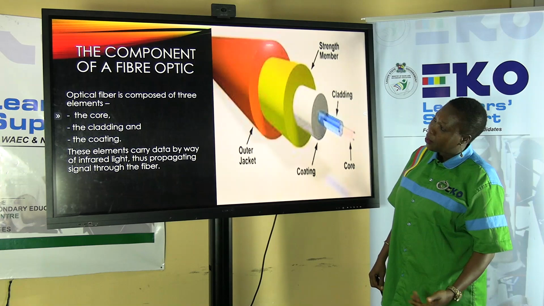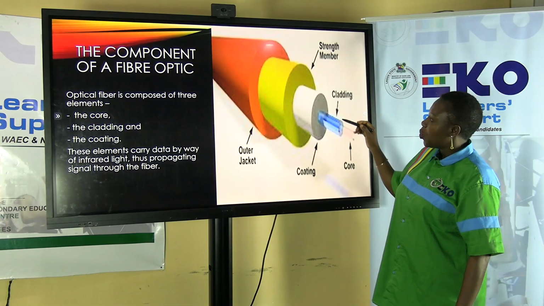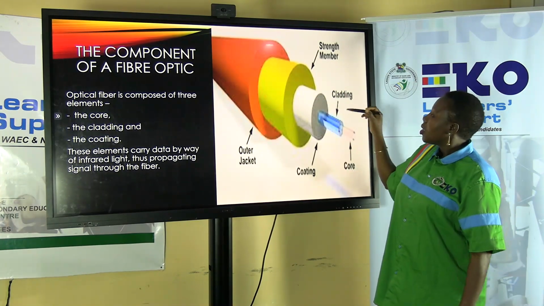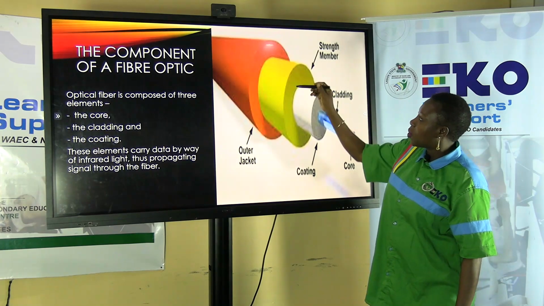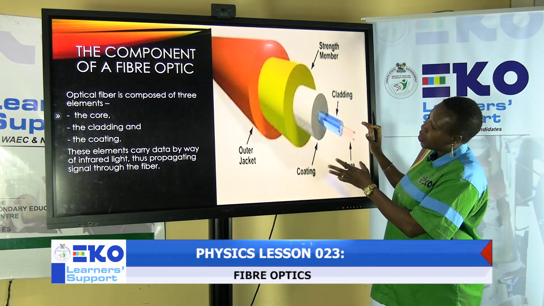The components of fiber optics, like we said, we have the cladding, we have the coating, we have the core, like I showed you previously, and we have the outer jacket. But you will not see all this. You will only see the cable itself, but you are seeing all the inner parts because it has been cut for us to see all the components in it.